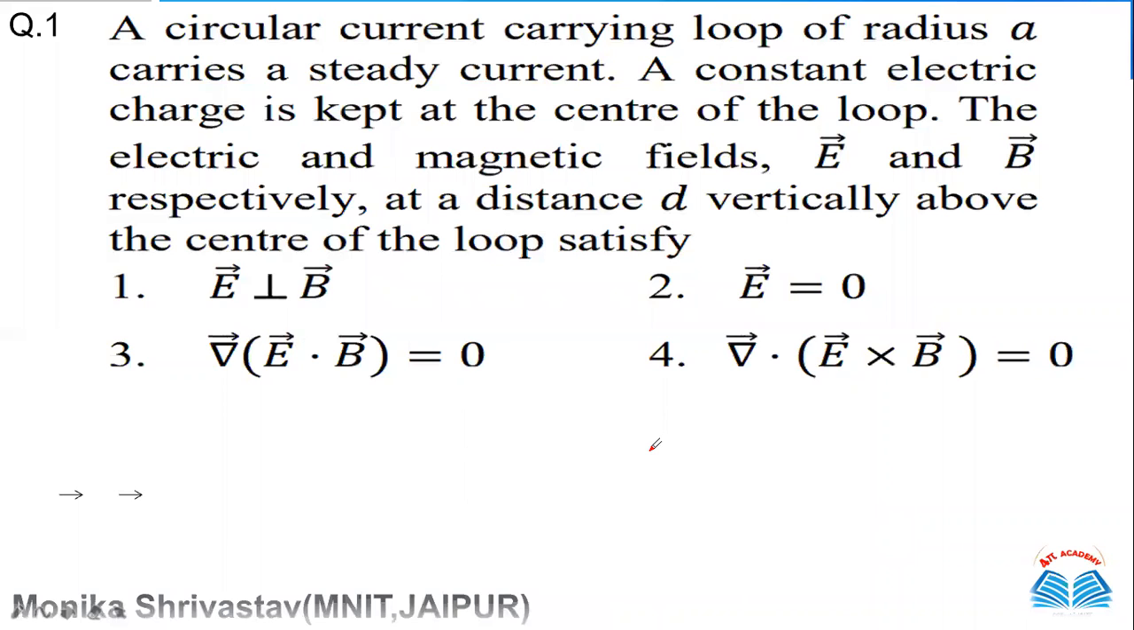A constant electric charge is kept at the center of the loop. The electric and magnetic fields E and B respectively at a distance d vertically above the center of the loop satisfy? And there are four options.